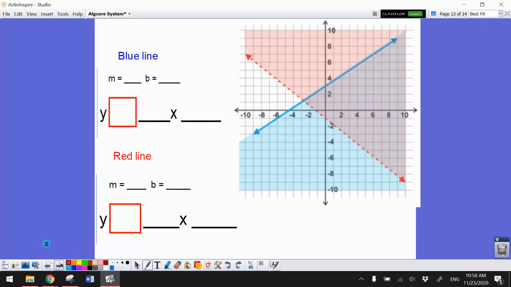Let's try another one. This one is counting by 1, so it'll be a little bit easier to find our slopes and intercepts. Let's start with our blue line, and then we'll go to our red line. So hit pause, see if you can come up with your M and your B and your inequality, and see if you can come up with an answer.